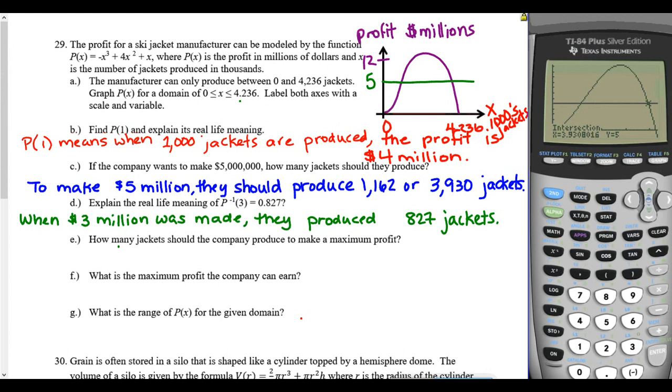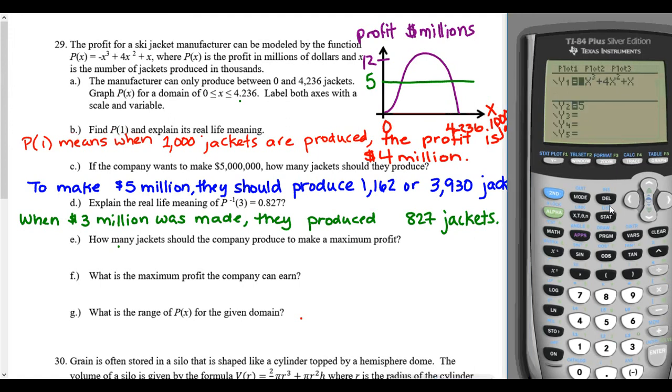All right, question E. How many jackets should the company produce to make a maximum profit? So let me go back to my graph over here. I'm going to go to my y equals, and I'm going to delete this 5 because I don't need that anymore.